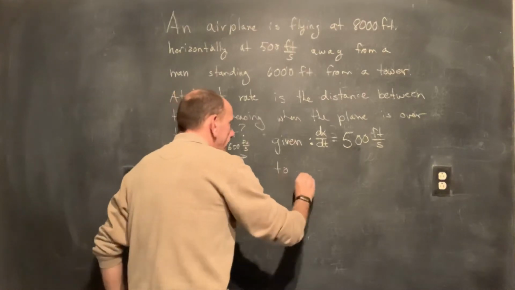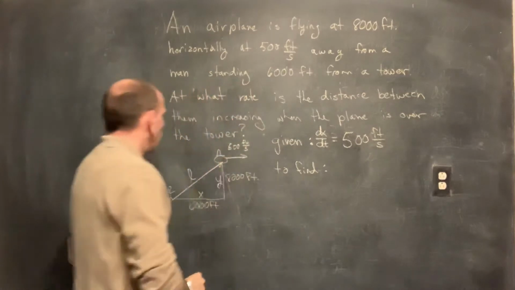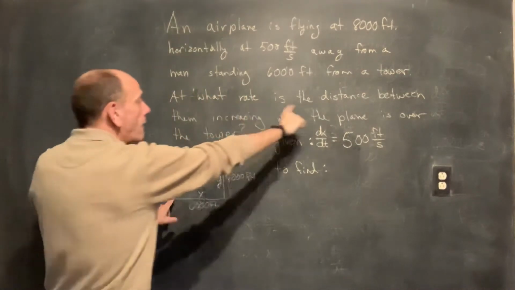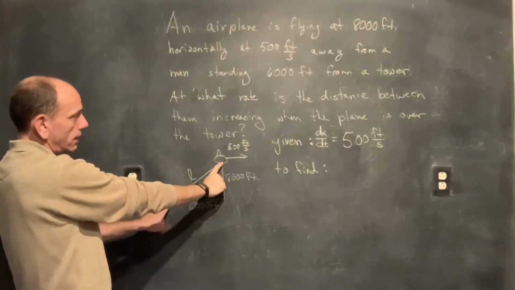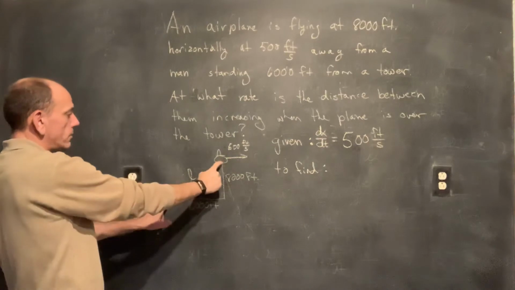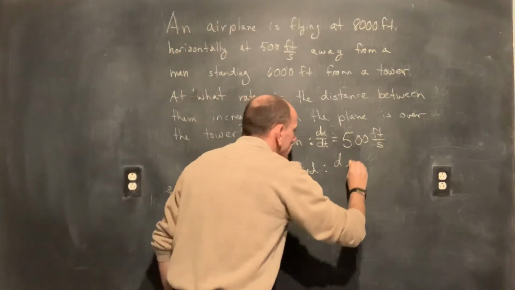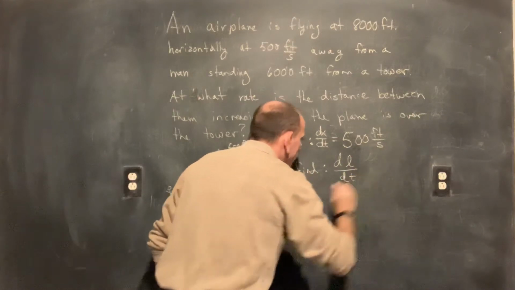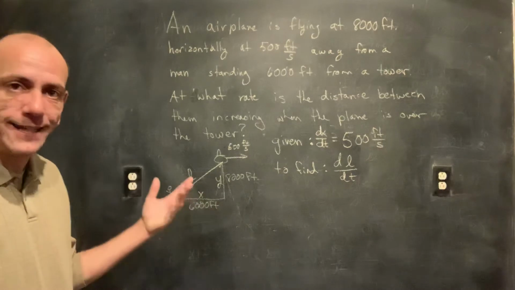And what are we asked to find? We're asked to find at what rate the distance between them is changing when that plane is directly over the tower. So we're looking for the change in L, dL/dt. Again, that's why I didn't call it d, because then it's like d d t, and it looks weird.